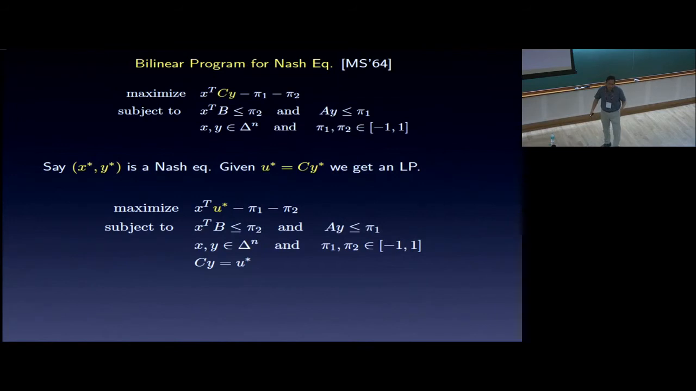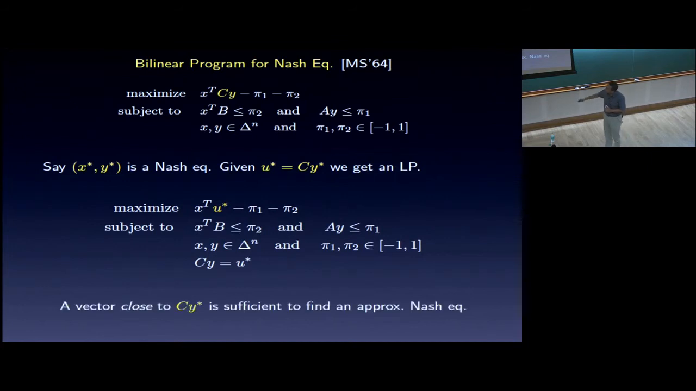Why is that? Well, then all you can do is simply write this linear program, replace Cy by U star, the vector that's given to you, and add this linear constraint. Simple idea, once you know this vector, you are done. You have an LP, solve this LP and extract back the Nash equilibrium. Of course, you don't know X star, Y star, and moreover, you don't know U star. Otherwise, we're all happy.